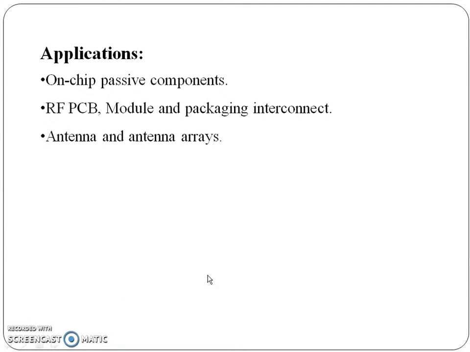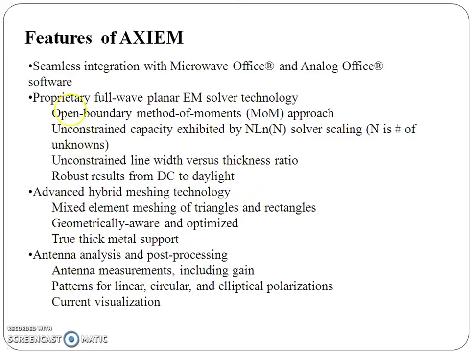And here are some of the applications of the Axiom simulator. So this simulator is used to design the on-chip passive components, and we can also make use of this for RF PCB module and packaging interconnect, as well as we can design the antennas and antenna arrays. So this is the list of the different features of Axiom. We have got different features which are listed out.